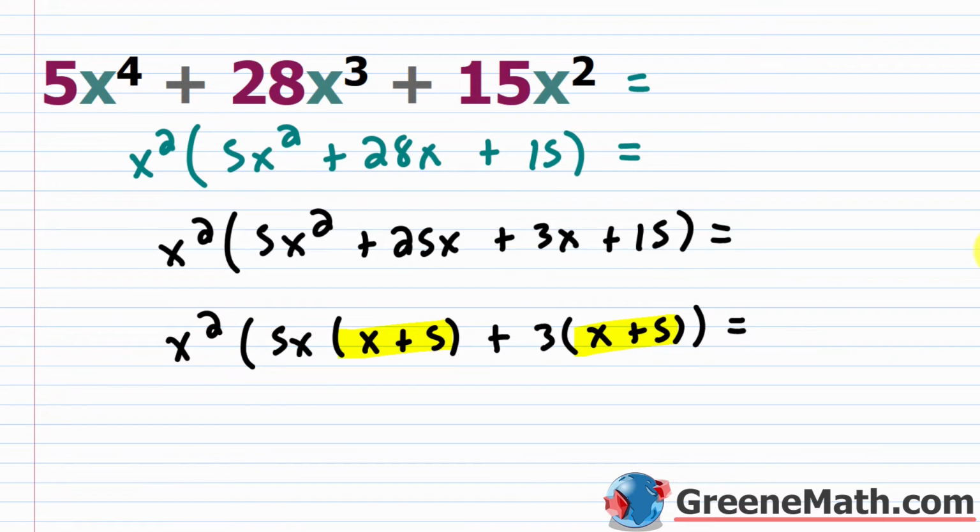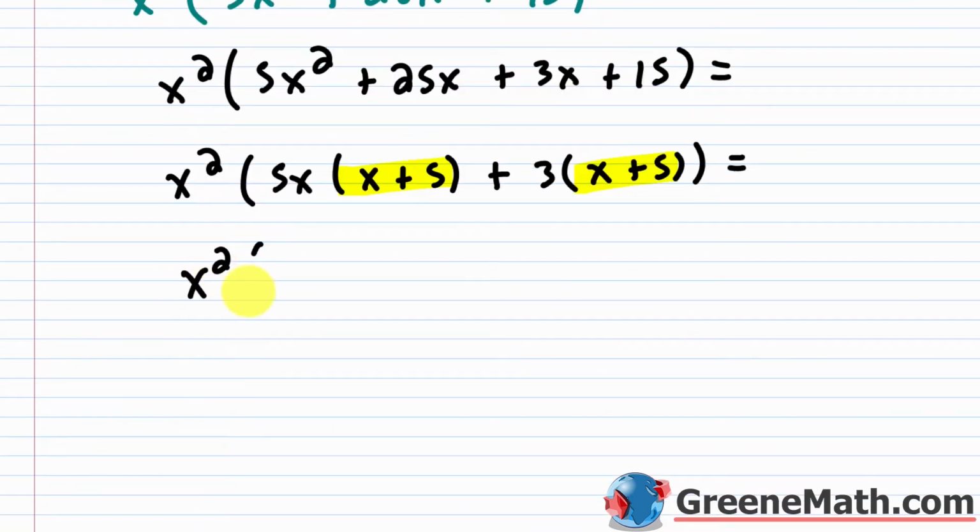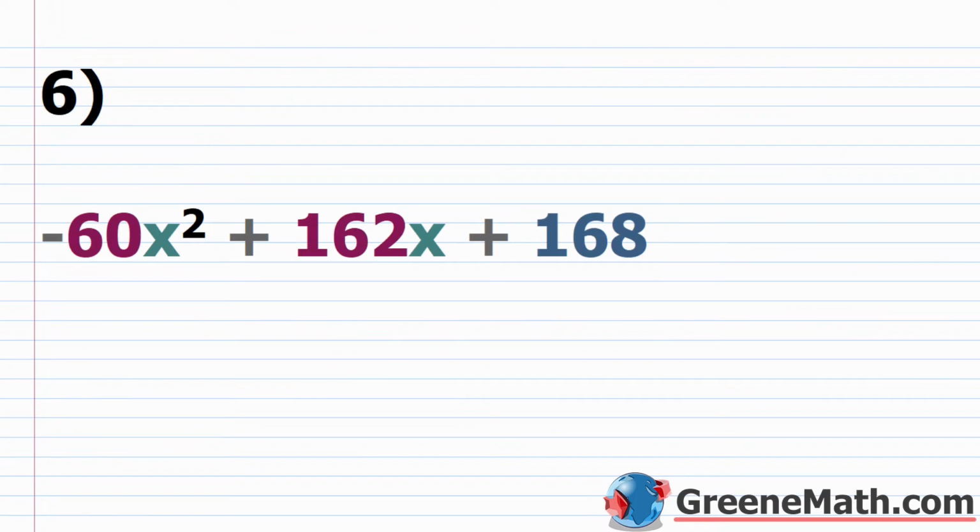So let me scroll down a little bit. We'll say we have x squared. Don't forget about that. And then you have this quantity x plus 5. And then inside these parentheses here, you have the 5x plus the 3. So x squared times the quantity x plus 5 times the quantity 5x plus 3. Okay, let's look at problem number 6 now.